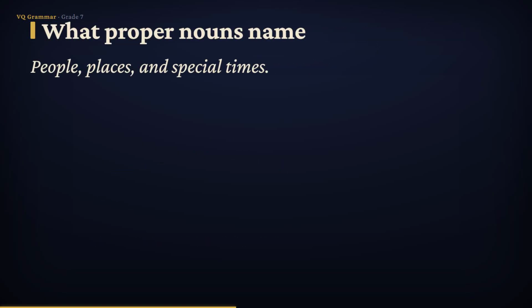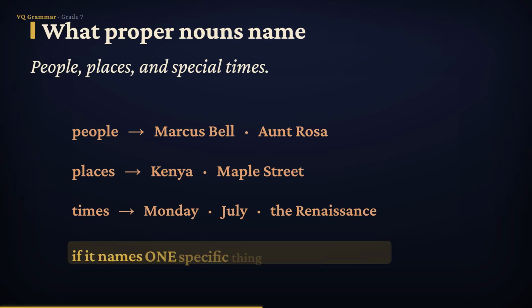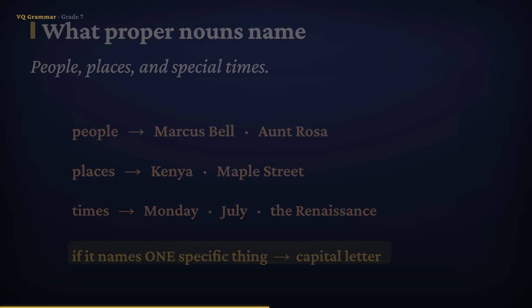Proper nouns show up in more places than you might expect. They name specific people, like Marcus Bell or Aunt Rosa. They name specific places, like Kenya or Maple Street. And they name specific times, the days and months, like Monday and July, and even great periods of history, like the Renaissance. If it points to one particular name, it gets a capital letter. People, places, and special times, all proudly capitalized.